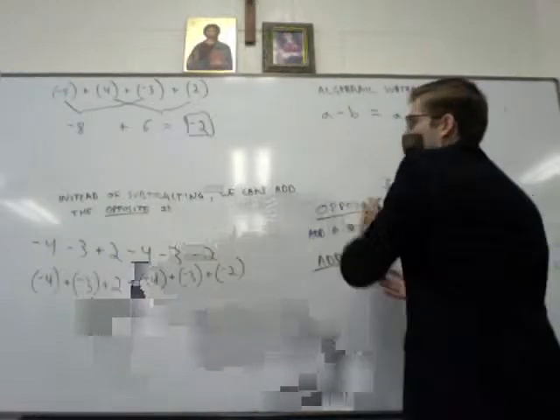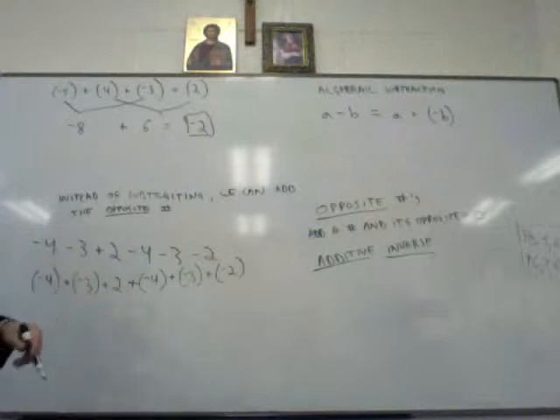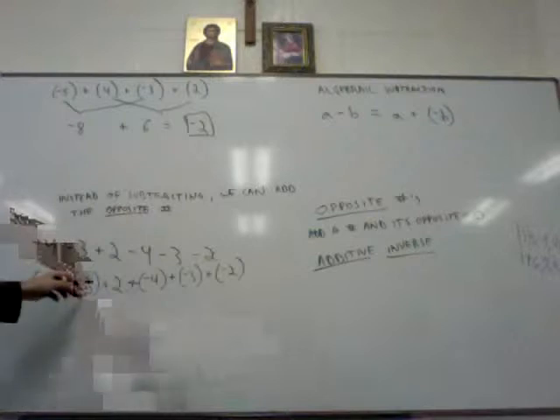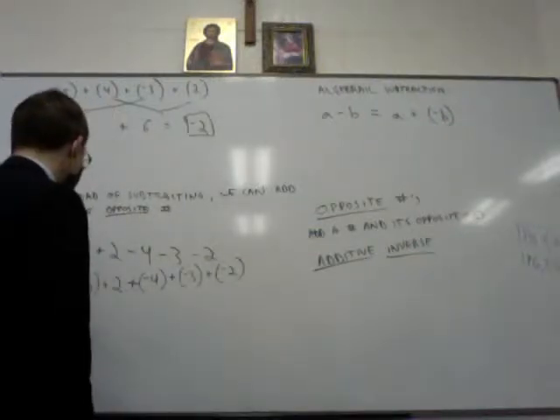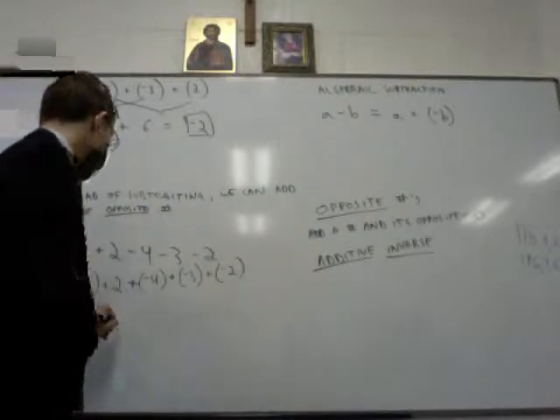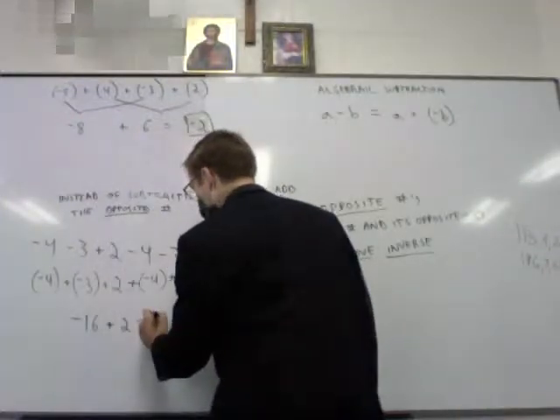All right, so once we convert it so that there isn't any subtraction anymore, how are we going to simplify this further? Add all the negatives together. So negative 4 plus negative 3 is what? Okay, so we got negative 16. And how many positive numbers do we have? Just the one. Plus 2 equals negative 14.